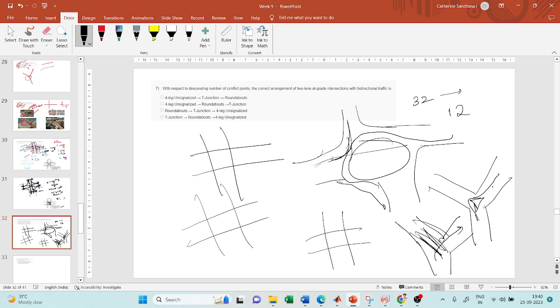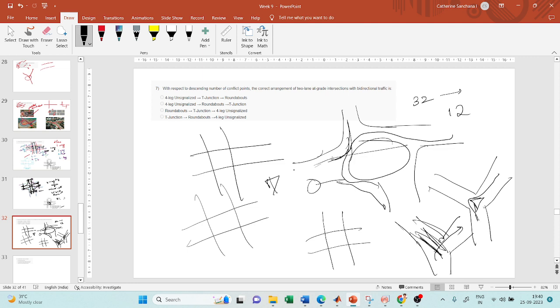Instead of making it uncontrolled, you can make it priority controlled. Okay, or stop control. You can provide give way signs or stop signs, such that the driver will be cautious and will traverse the intersection only when the road is free to traverse.